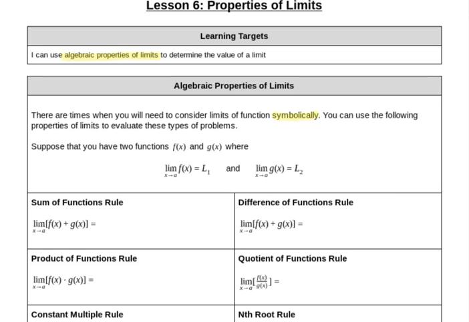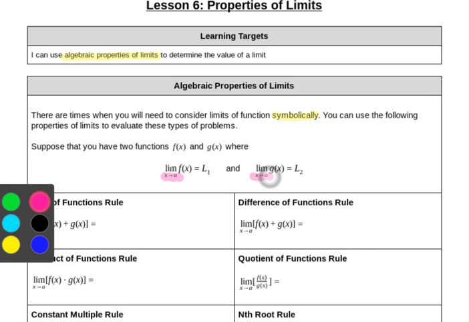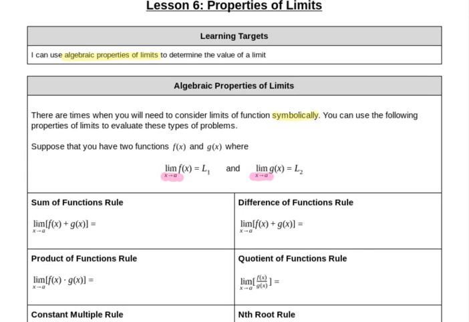So suppose we have two functions, f of x and g of x. The limit of f of x as x approaches a is L1. L1 is just some arbitrary y value that we don't know. We're just calling it L1. The limit of g of x as x approaches a is L2. I do want to point out on both of these limits, we're approaching the same x value, but the y values are different. We've got two separate functions that we're looking at.